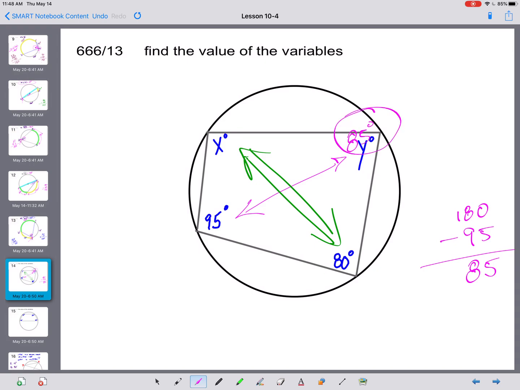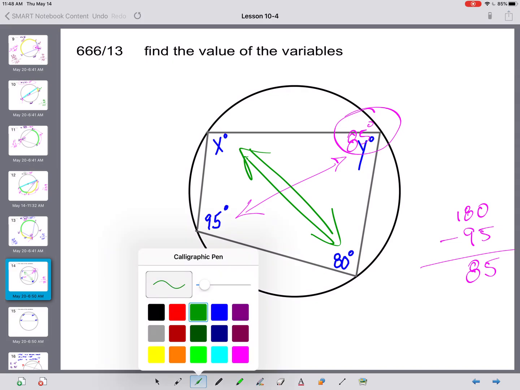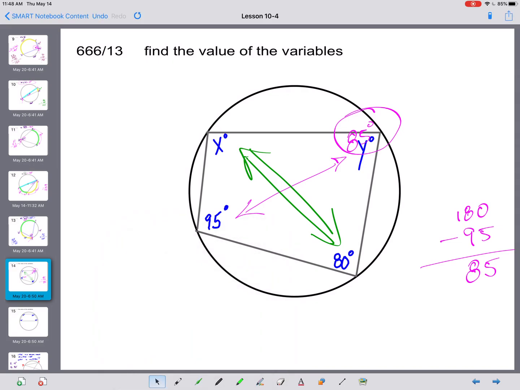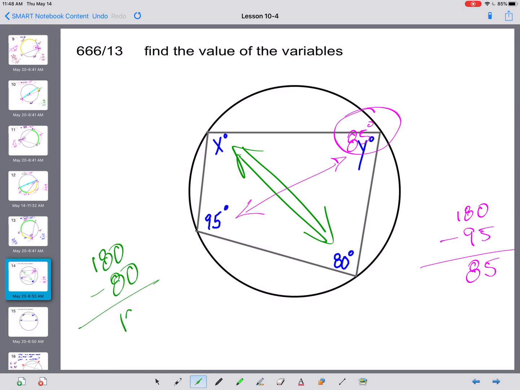Okay, good. Hey, how about the X one here, the green? Yeah, these two right here, they got to add up to 180. They're opposite angles in a quad that's inscribed in a circle. We proved that in the lesson, that opposite angles got to add up to 180. Let's do that. That's easy. 180 minus the 80. Yeah, there it is. 100 degrees for the X. 100 degrees. Boom, done.